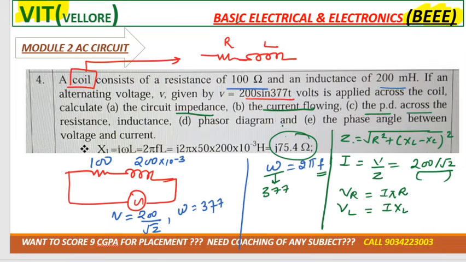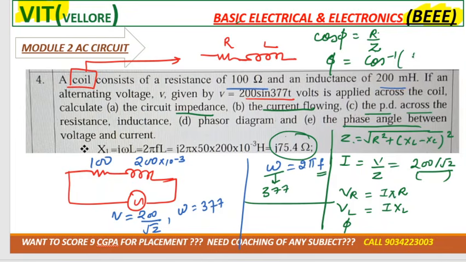Next you need to draw the phasor diagram, and then calculate the phase angle between voltage and current. Phase angle means phi, right? And cos phi, can we get cos phi? It is R by Z. R we know, Z we know. Then phi is equal to cos inverse of R by Z.